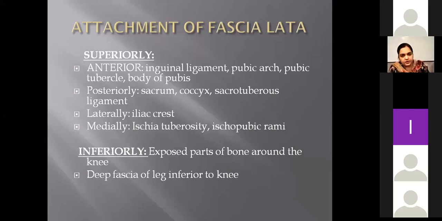Now, inferiorly, this fascia lata, the deep fascia of the thigh, blends with the deep fascia of the leg, and it is attached to the exposed parts of the bone surrounding the knee. The next point is the deep fascia of the leg inferior to the knee. It is continuous with the deep fascia of the leg. I'm repeating again the attachment of the deep fascia of the thigh superiorly and inferiorly. That is very easy. It blends with the deep fascia of the leg.